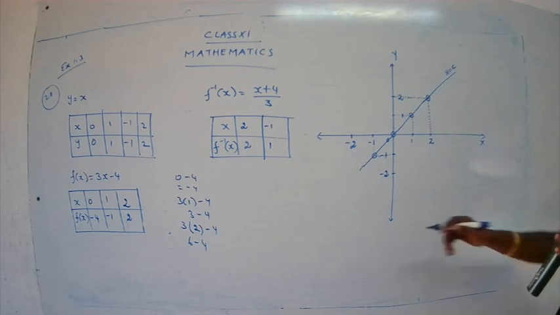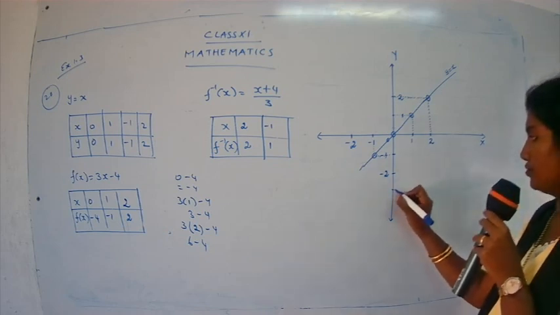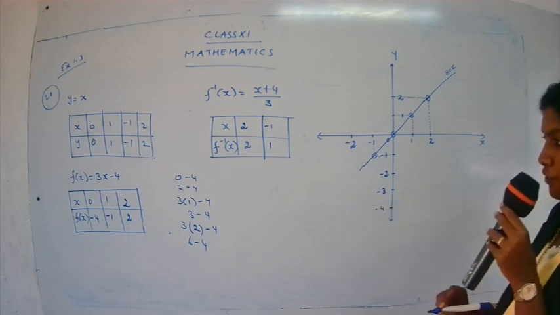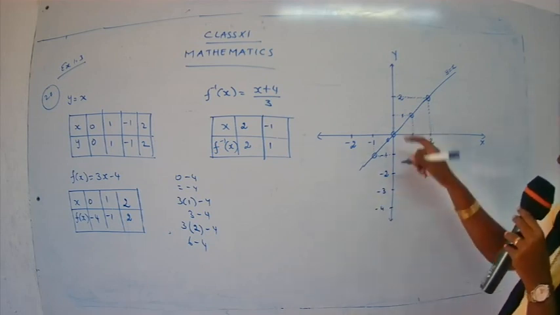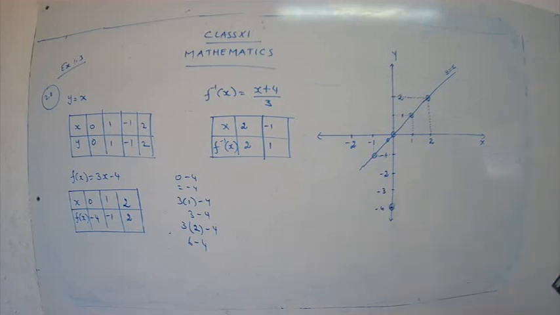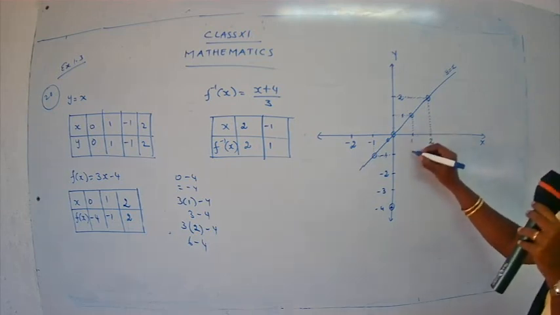So 0, minus 4. Minus 1, minus 2, minus 3, minus 4. 0, minus 4 lies somewhere here, on the y-axis. Then 1, minus 1. 1, minus 1.